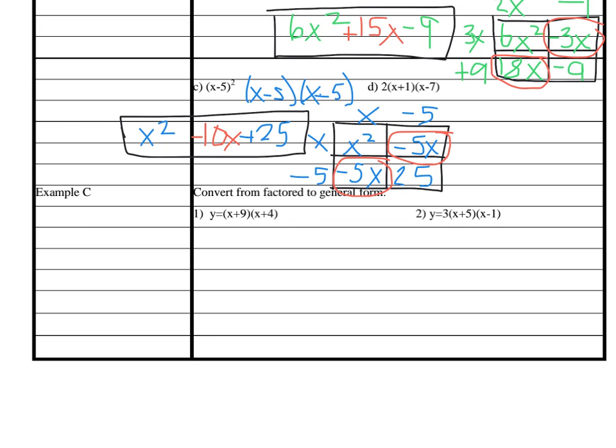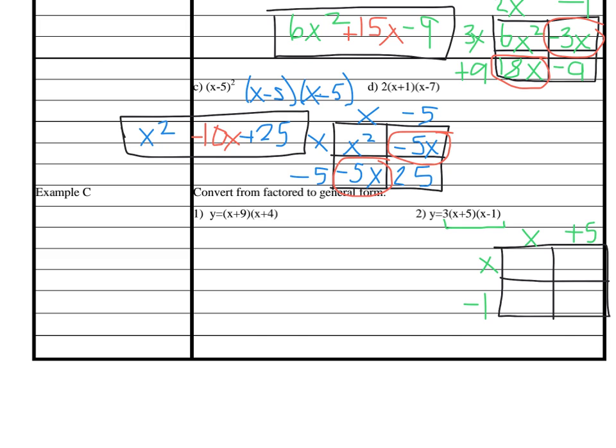Example D, convert from factored to general form. So here's where we want to remember the steps that we got in the lesson before this one, which, if you remember, the first step is to do the box or expand. We're going to work on number 2. So I draw my box and I expand the quadratic. So on our box will be the x plus 5 and x minus 1. x plus 5, x minus 1.